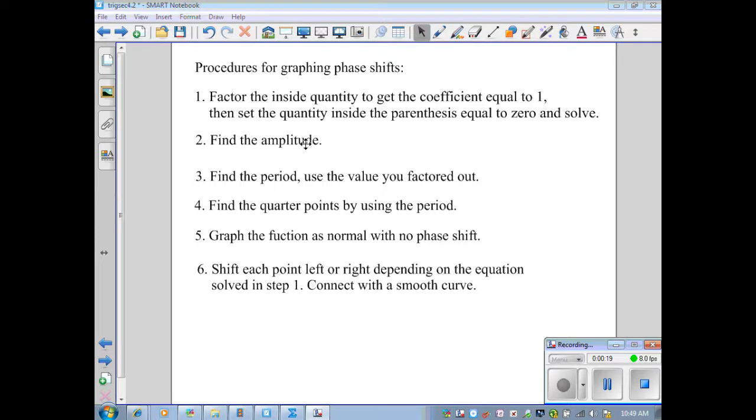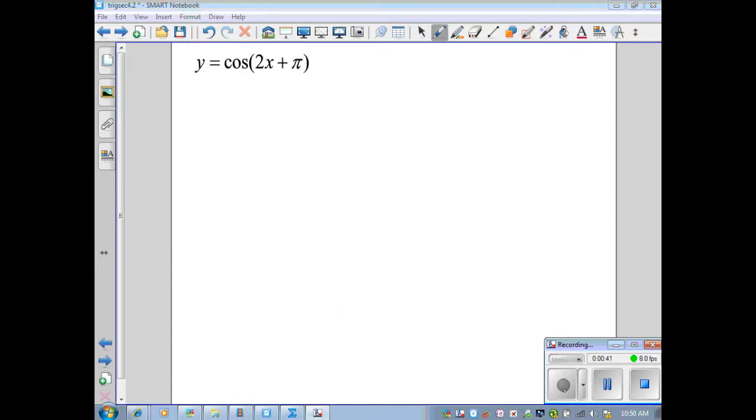Then we continue by finding the amplitude. Then we go on to find the period. And then what we do is find the quarter point by using the period. Graph the function as normal with no phase shift, and then shift each point left or right depending on the equation solved in step 1. Connect with a smooth curve. Let's go to our next example.